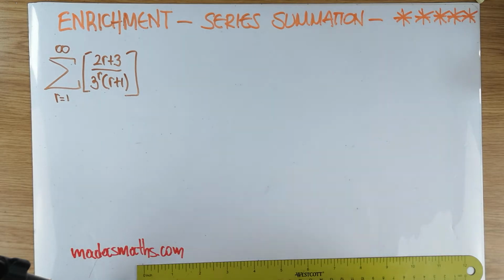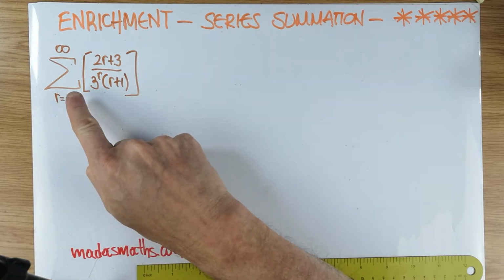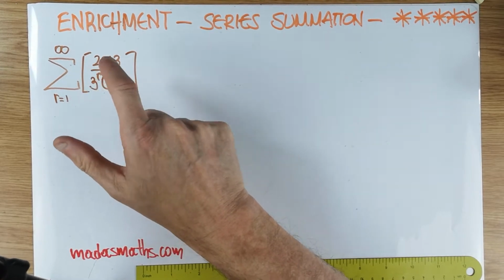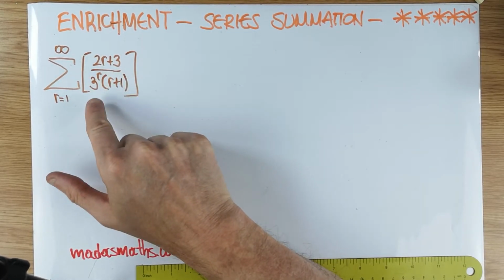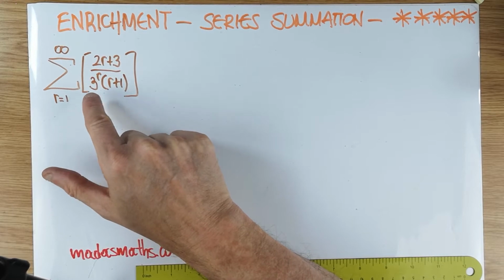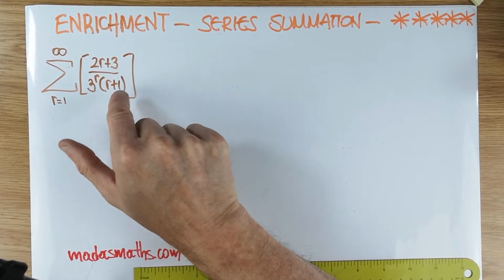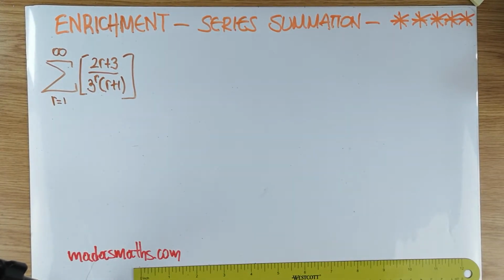Hello and welcome back. Enrichment, series, summation, series integration, my favorite topics. So we're trying to find the sum to infinity. It's written in sigma notation of numerator 2r plus 3. And here this is not 3r, it is 3 to the power of r, bracket r plus 1. Okay. How are we going to find something like that?